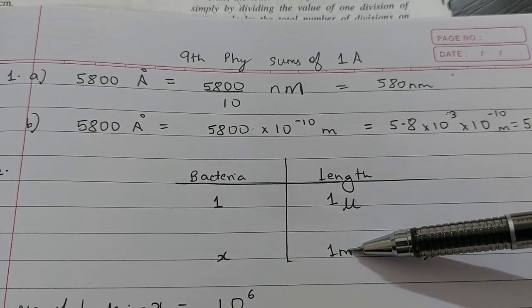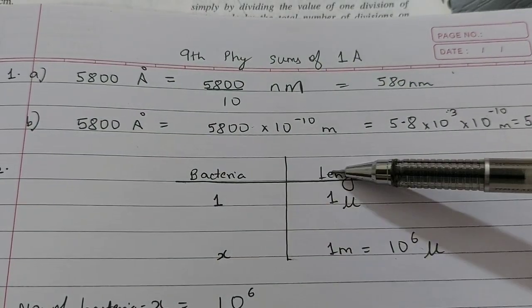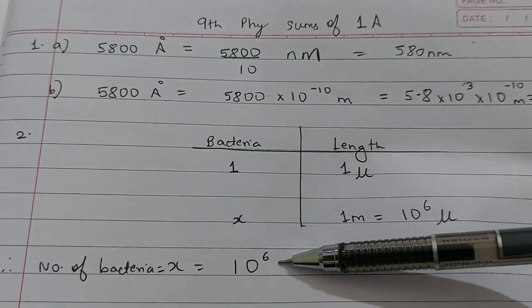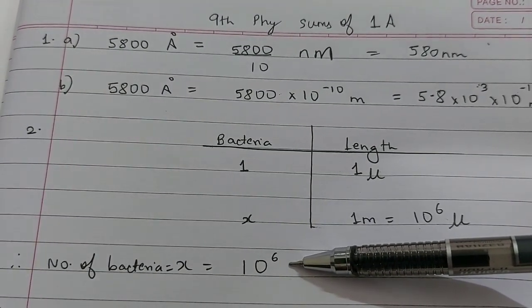Let's convert the bigger unit into a smaller unit, 10 raised to 6 micron. You need to remember this conversion. Cross multiply, you get the final answer as 10 raised to 6. That's 1 million bacteria in just 1 meter length, lengthwise.